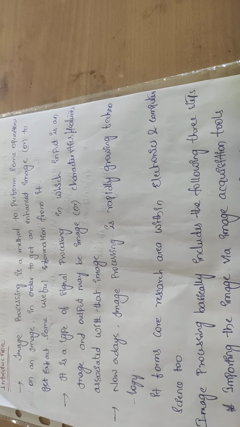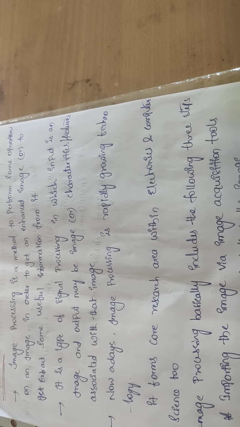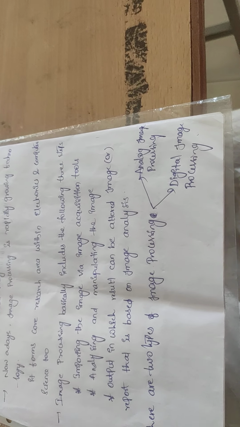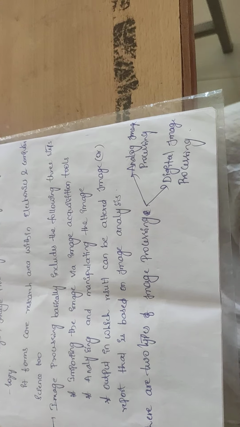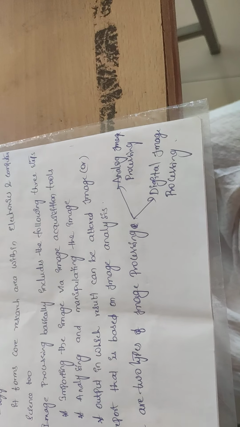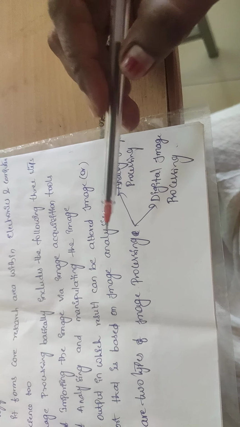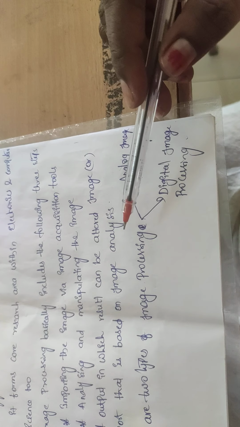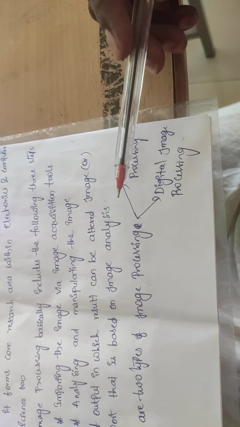Nowadays image processing is a very rapidly growing technology, because it forms one of the core research areas within electronics and computer science too. Processing of an image basically includes 3 steps. First we have to import the image via image acquisition tools, and afterwards we have to analyze and manipulate that image. From that analysis we will get some result, which may be either an altered image or a report based on the image analysis.